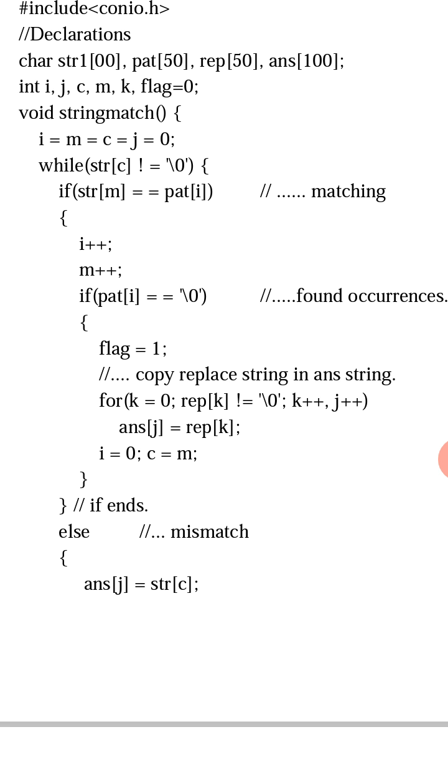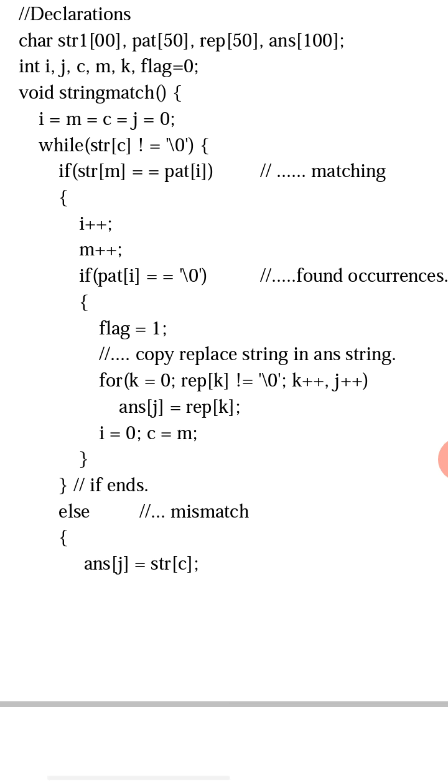So now the value of M is pointing at 2. So string of 2 is nothing but character M, and pattern of 1 is also M. Again both are matched. It will go to the if block. Now the value of I as well as the value of M are incremented. Now the value of M is 3 and the value of I is 2.